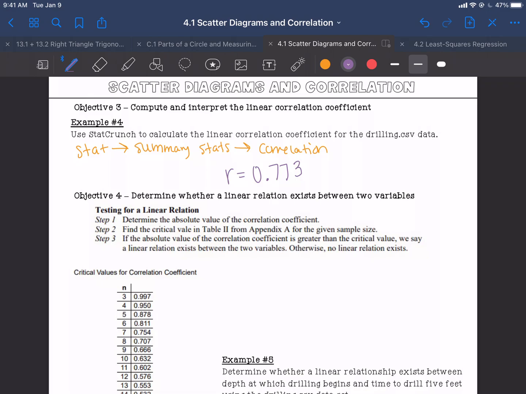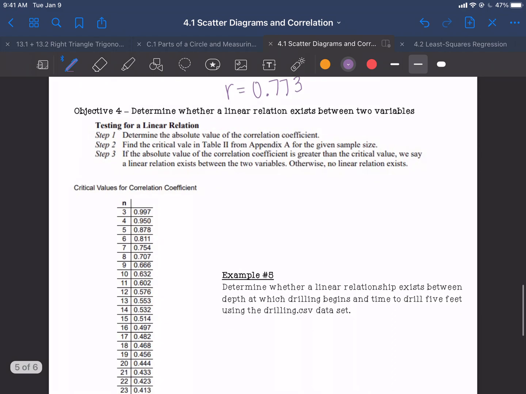Well, to determine that, we're going to use these critical values. So what we're going to do is determine the absolute value of the correlation coefficient, look at the table that's given there for us, and if the absolute value is greater than the critical value, we say a linear relation exists between the two variables. Otherwise, there's no linear relation.